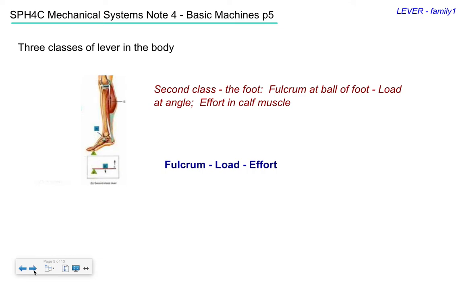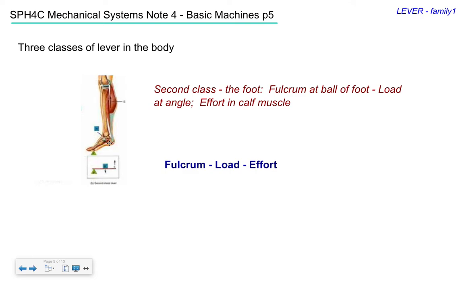On your foot, we could call that a second class lever, because if you're lifting up on your tippy toes, or on the ball of your foot, there's your fulcrum, right on the ball of the foot. Most of the load would be concentrated there. Of course, this is a great example.